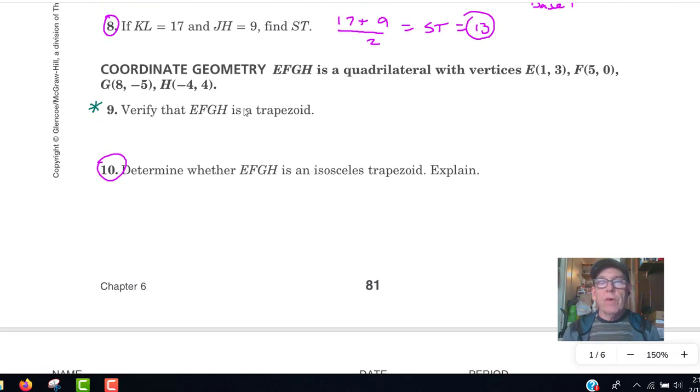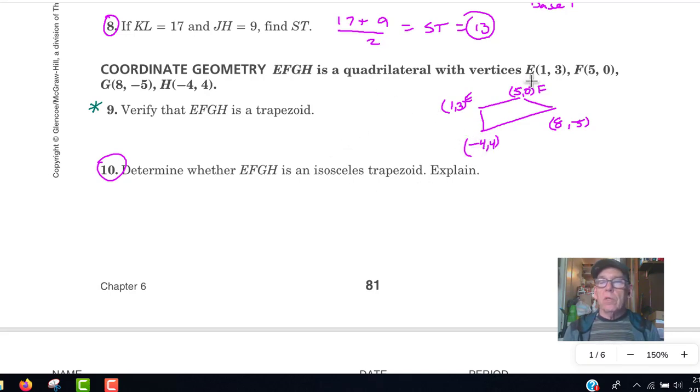Number 9, we want to verify that EFGH is a trapezoid. They're giving us coordinates. So if I was to sketch out sort of like a general trapezoid type shape, not make it too special or anything like that. They're giving us the vertices, so it doesn't have to be in order. Like we got 1, 3, we got 5, 0, we got 8, negative 5, and we got negative 4, 4.